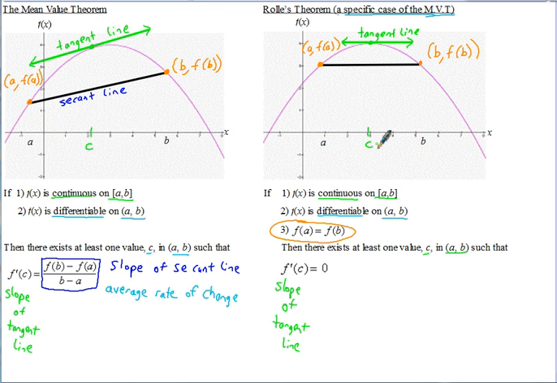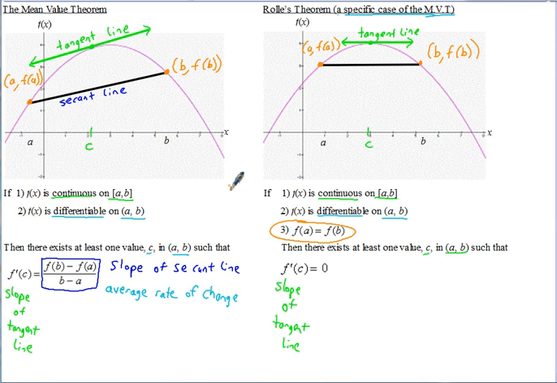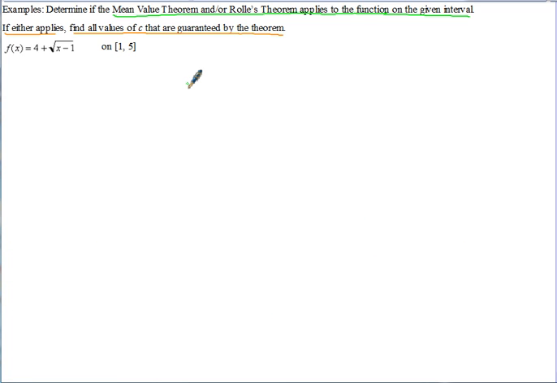All right, let's take a look at some problems that involve using these two theorems now. It says determine if the mean value theorem and/or Rolle's theorem applies to the function on a given interval. And then if either applies, find all values of C that are guaranteed by the theorem. So first we want to see if the function is continuous. They both have that first condition, the function has to be continuous on A to B. So you would look for anything that would make it not continuous.